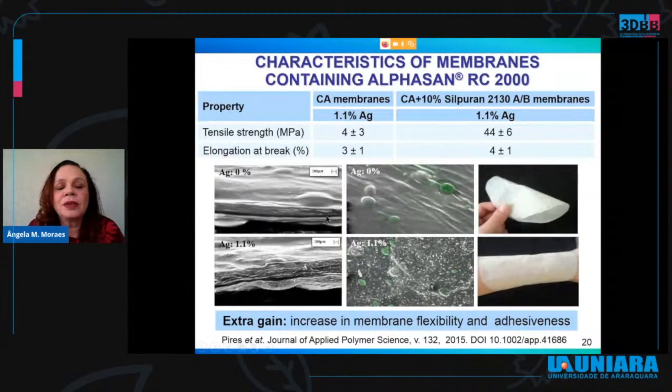Here we can see the aspect of the membranes containing this Silpuran 2130 A/B. Since this compound is very hydrophobic, in fact, it does not mix well with the polyelectrolyte suspension, but instead forms little droplets in the structure. So here we can see, marked for silicon, these small droplets spread over the structure, and here the droplets and also the aggregates of the drug inside the material. And not only did we reach a higher tensile strength, but we had an extra gain: an increase in membrane flexibility and adhesiveness, because Silpuran is a tacky polymer, so we could transfer some of this interesting property also to our membranes.